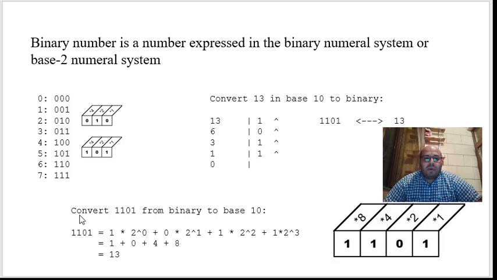Okay, and for converting vice versa, which means converting from binary to decimal, the process would be, as you can see, for example, 1101 in binary is equal to 1 times 2 to the power 0, plus 0 times 2 to the power 1, plus 1 times 2 to the power 2, plus 1 times 2 to the power 3, which by simplification means 1 plus 0 plus 4 plus 8, which means 13.